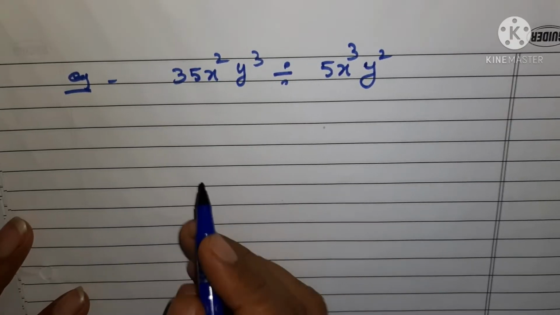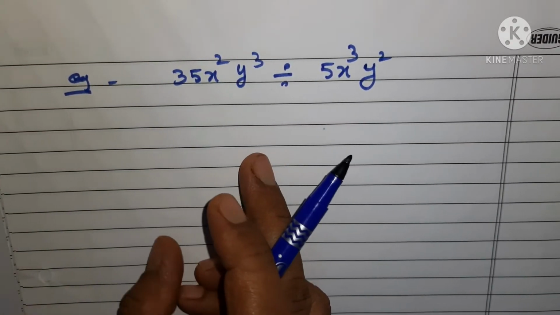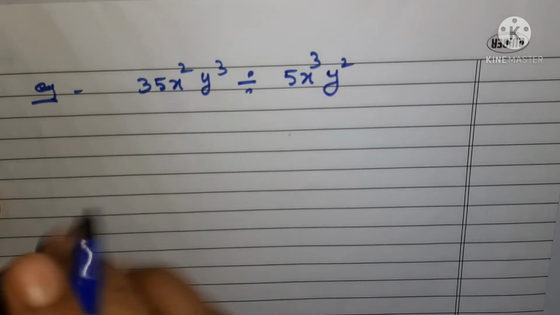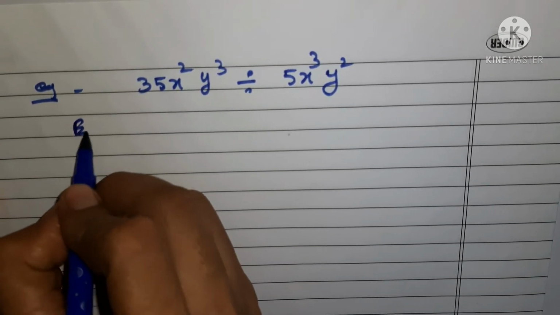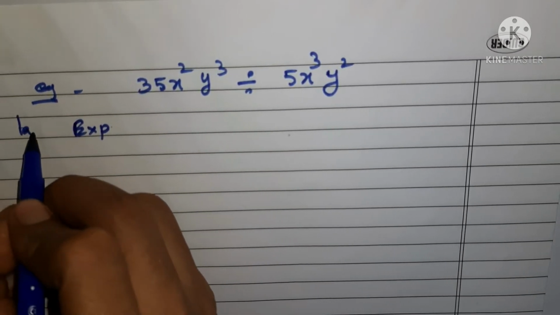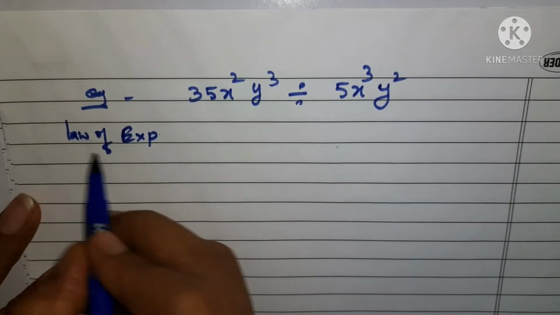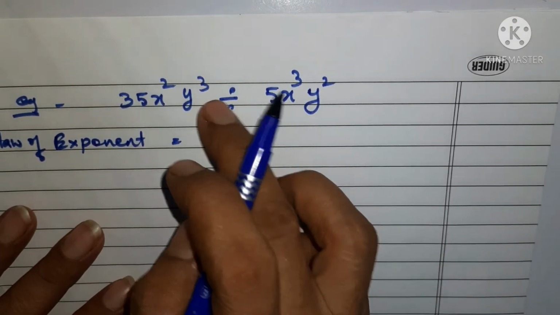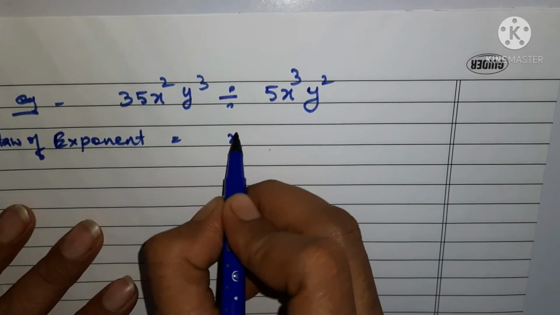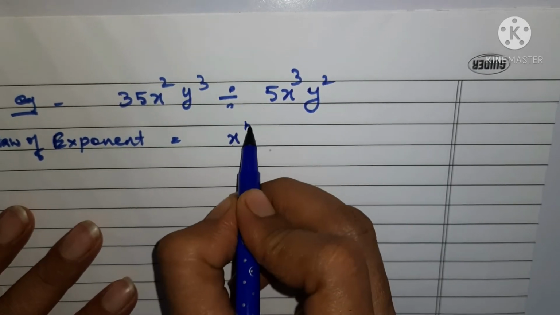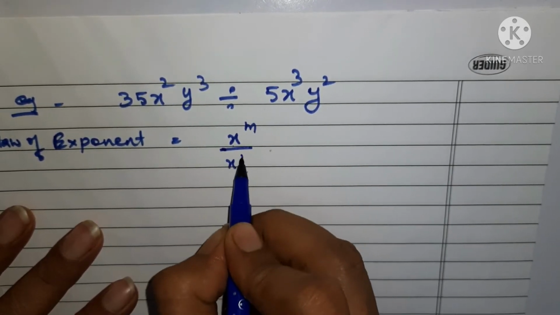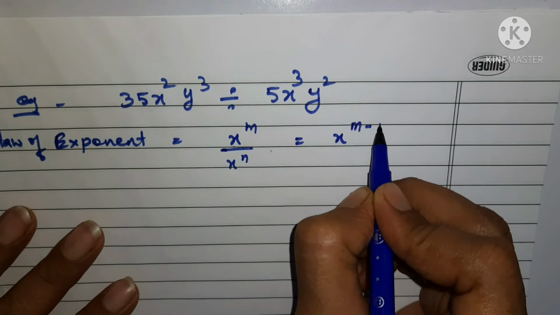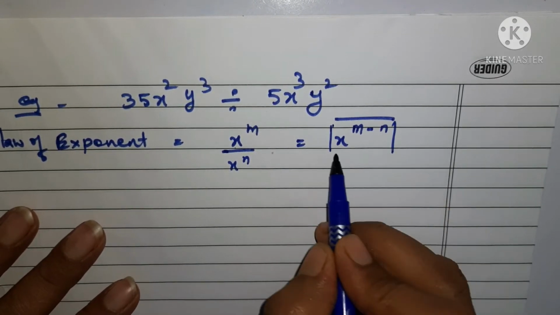Okay, so let's try to understand by using the rule of exponent. What the rule says, that I am telling you first. Exponent rule, or law of exponent, you can say. By law of exponent, whenever the same variables are divided, if there is division between same variables, say you are having x to the power m divided by x to the power n, you can use the rule as x to the power m minus n. This is going to be your answer.